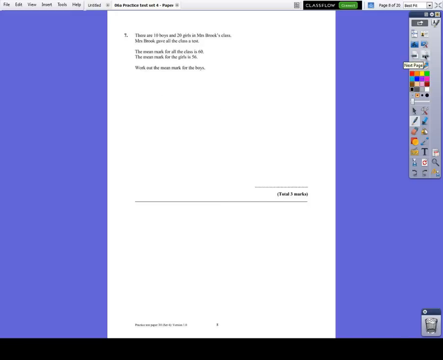Question 7. 10 boys, 20 girls in a class. The mean mark for the class is 60 and the mean mark for the girls is 56. Work out the mean for the boys. Well, to work out the mean, you add them all together and divide by how many there are. Now, that's already been done for us, so we need to undo that.